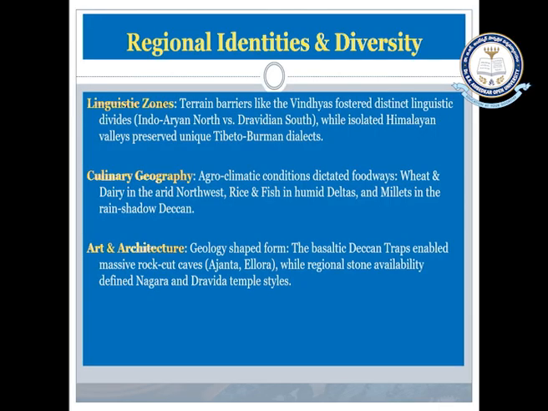And there is no intermixture between these two because of the Vindhya Satpura range. Because of this Vindhya Satpura range, political powers could not enter Deccan, language could not enter Deccan, even Deccan had distinct food practices, culinary geography also. The agroclimatic conditions in Deccan influenced its own foodways. North India people mostly eat chapatis. In Deccan we eat more millets, more rice because of the agroclimatic conditions.